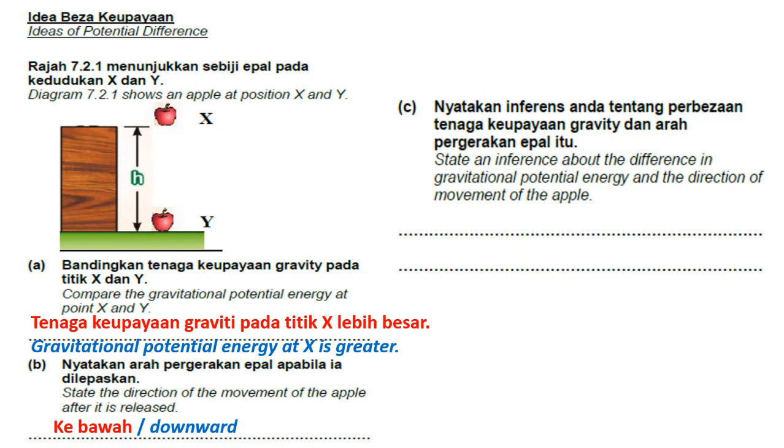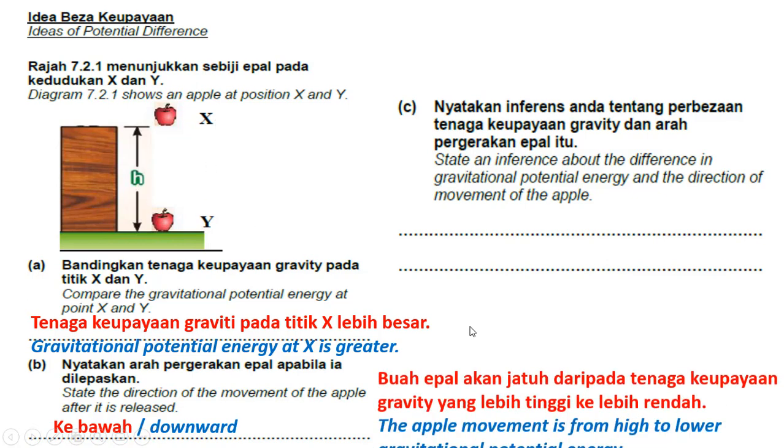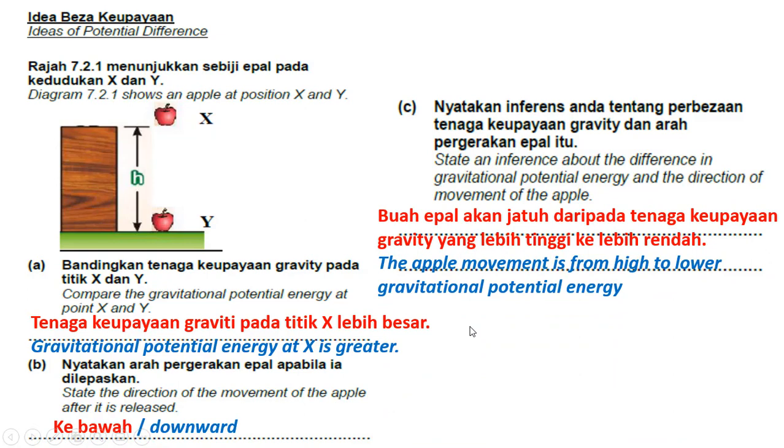State an inference about the difference in gravitational potential energy and the direction of the movement of the apple. So X has a higher gravitational potential energy. So the apple drops from higher to lower potential energy. So the apple movement is from high to lower gravitational potential energy.